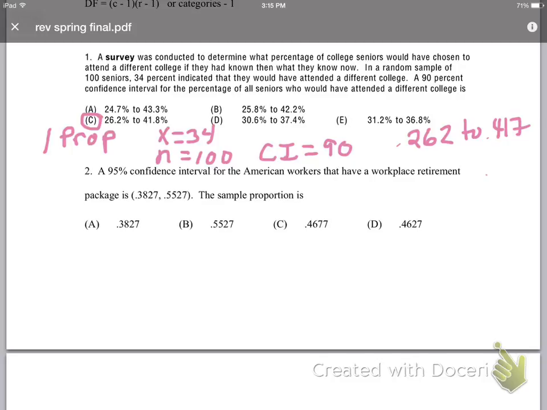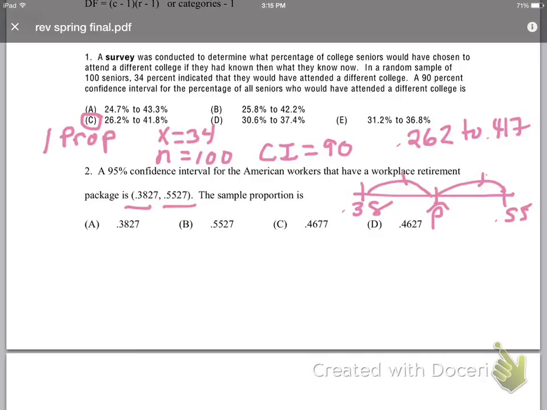Okay, let's go down to number 2. It says a 95% confidence interval. So you notice how I got the beginning and the end, and what they want is the middle number. So this is 0.38, this is 0.55, and somewhere in here is the estimate. And this distance is the same.